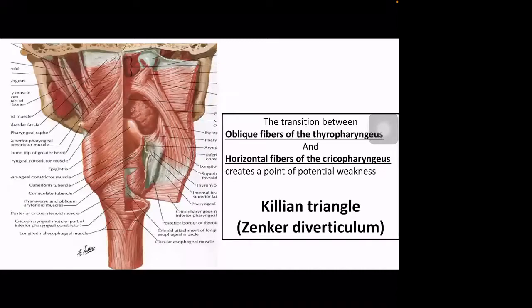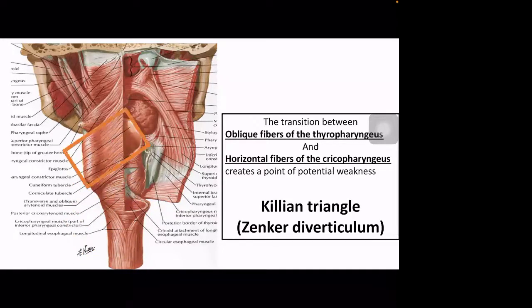The other important thing is, in this muscular arrangement of the esophagus, there are some points where there is a deficiency or weakness in the muscle, which creates a potential space for a diverticulum. So what are these weak spaces? The first is the Killian's diverticulum. So what is this Killian's diverticulum?